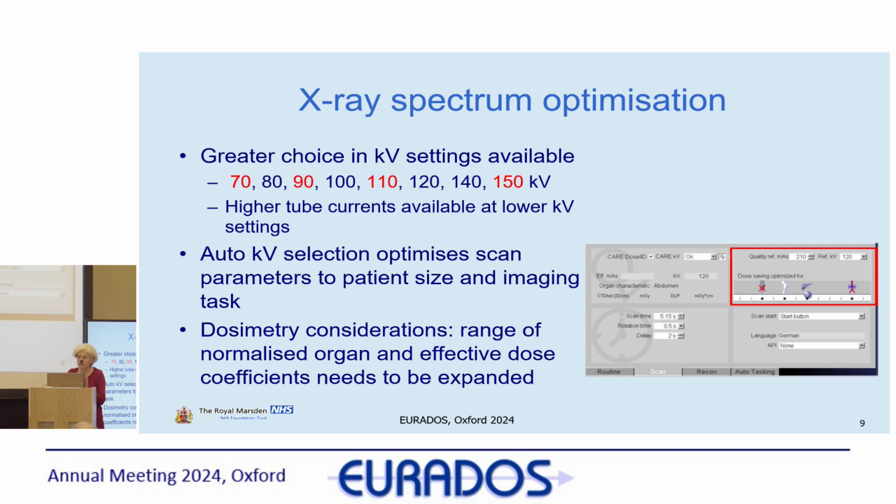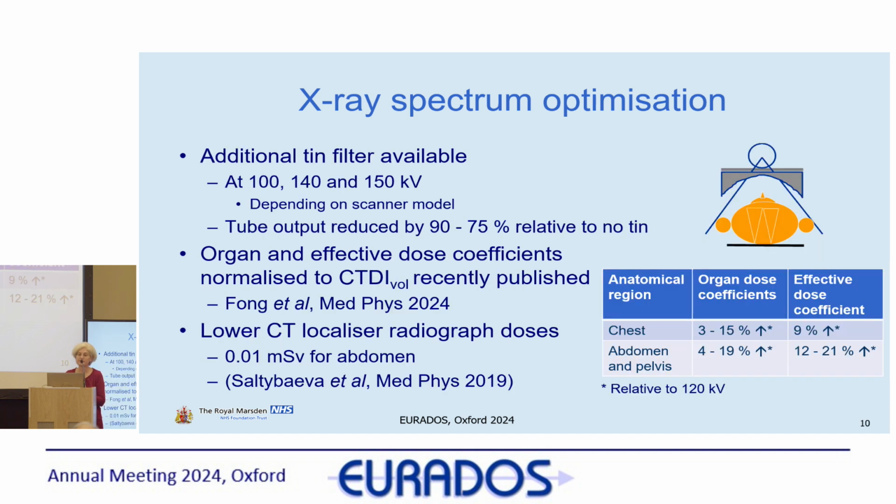Now, there are some dosimetric considerations resulting from these changes, and that is whether the existing normalized organ and effective dose coefficients can be extrapolated to 70 kV and 150 kV. And definitely my concern is whether they are valid down to 70 kV, and I still can't find anything in the literature. Perhaps I've missed something. If so, please do let me know.